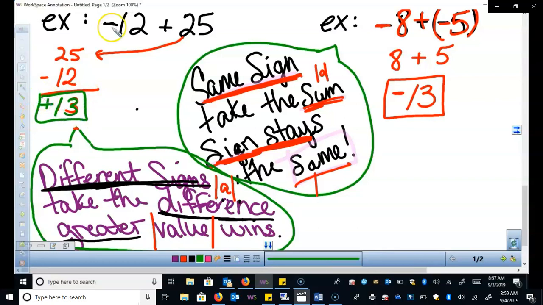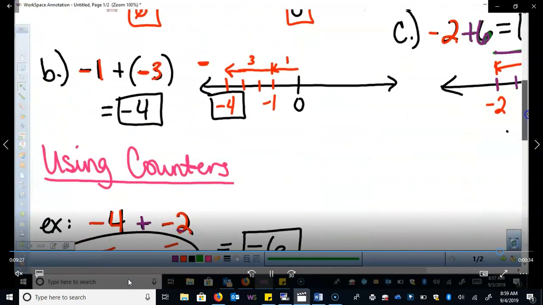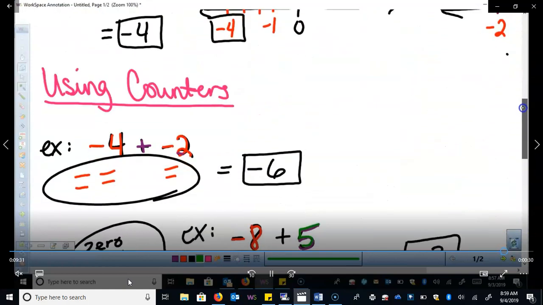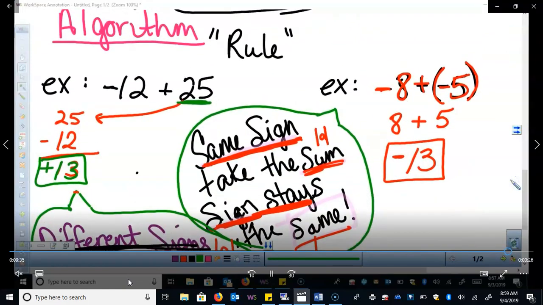Okay, so different signs. You take the difference, you subtract the absolute values, and then the one with the greatest absolute value, that 25 in this case, wins the sign. Okay, think of it this way. We have more negatives than we have positives. Okay, so the answer is gonna be positive. All right, so in this video, I taught you 3 different ways, 1, 2, 3, of how to add integers.